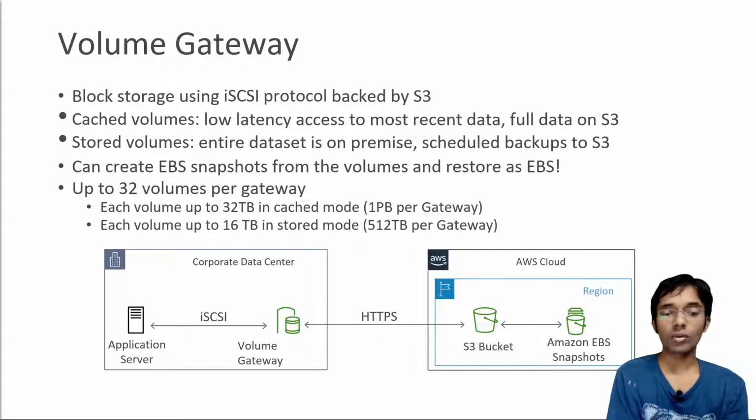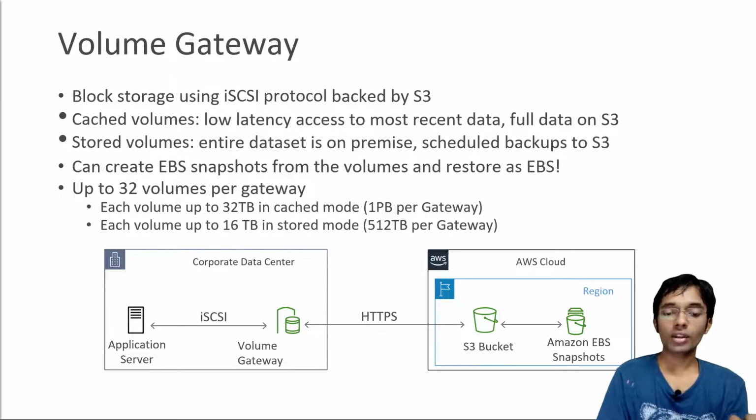I mentioned the EBS earlier. Why did I mention that? Because if your on-premise system has access to a volume on-premise, but it is backed up into S3, you can then create EBS snapshots from the volumes and restore them as EBS volumes.